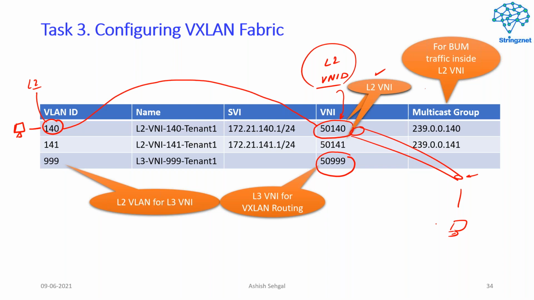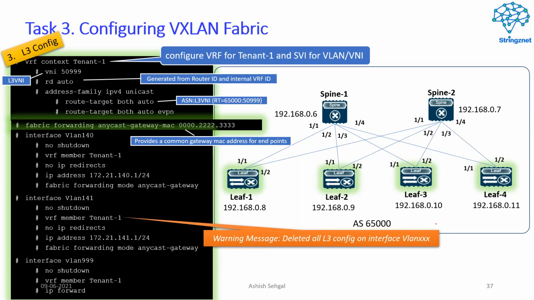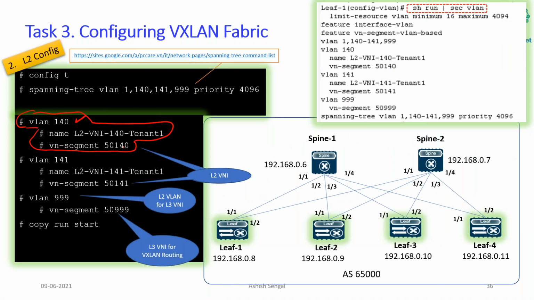Now let me show you. Can you see something over here? It was supposed to be given to you in the day 2 class. We do this static mapping. This is the VLAN, and this layer 2 VLAN ID is statically mapped to the layer 2 VNID.